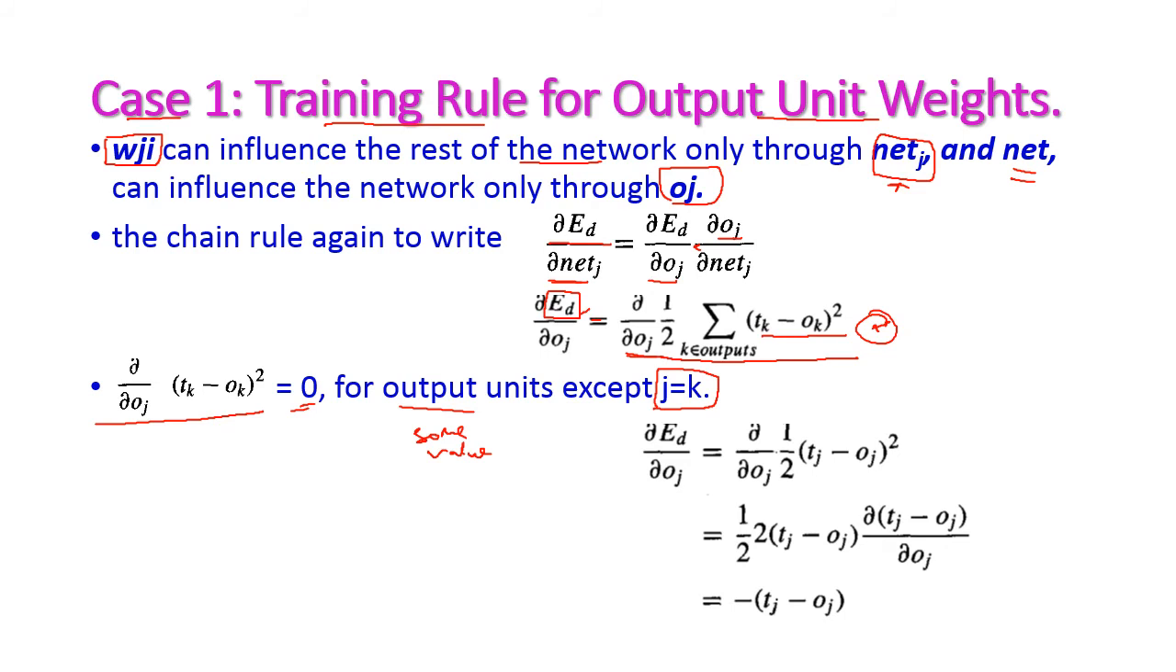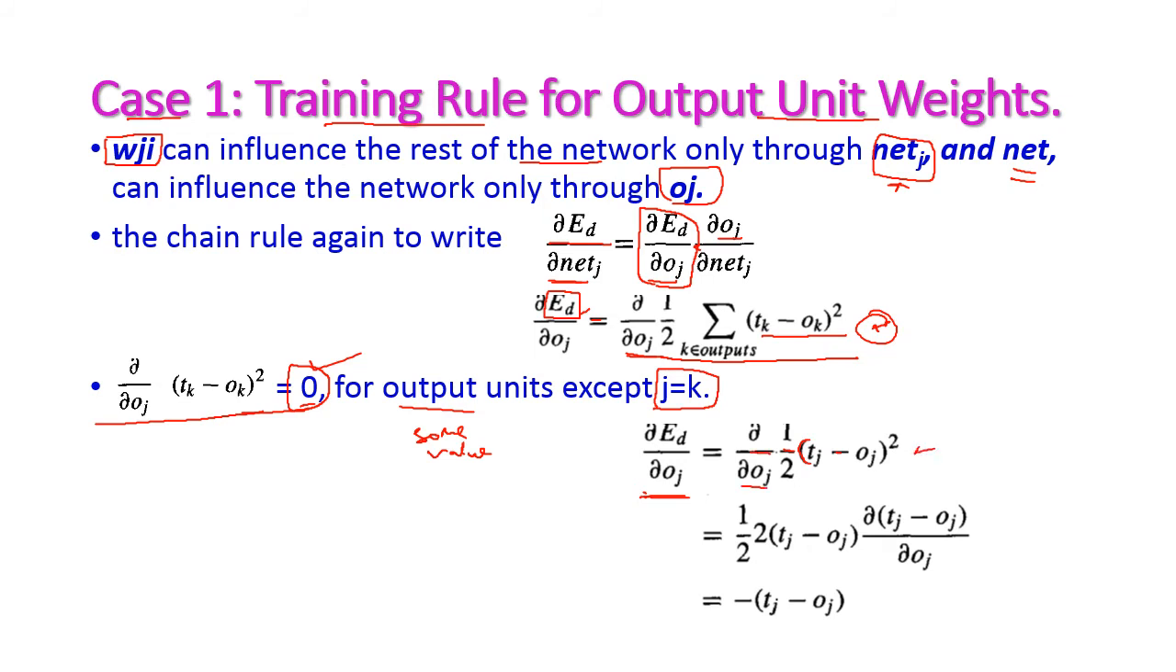Okay, if j and k are different, then the value will be 0. So here, differentiation of Ed divided by differentiation of Oj. Let us take this particular one. We can take the first part of the equation, which is equal to differentiation of 1 by 2 (Tj minus Oj) whole square divided by differentiation of Oj.